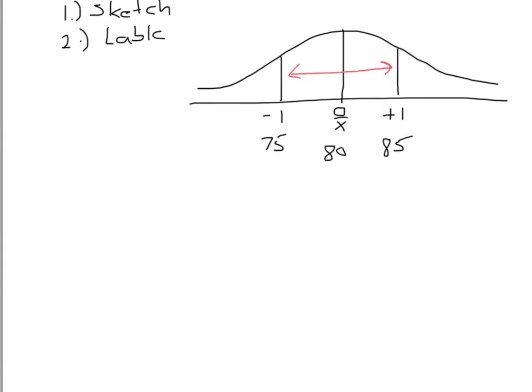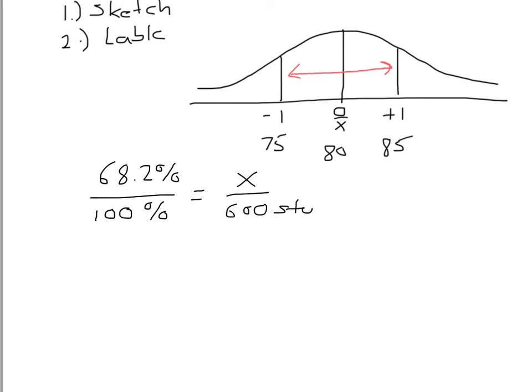I find by adding up the probabilities within one standard deviation of my mean. It was actually what we did right on that first page. Within one standard deviation of my mean is 68.2% of my data, which means that out of 100%, we can set up a proportion and find the percent out of 600 students.